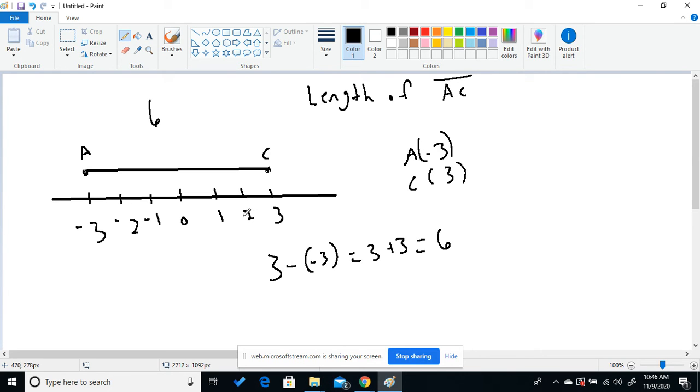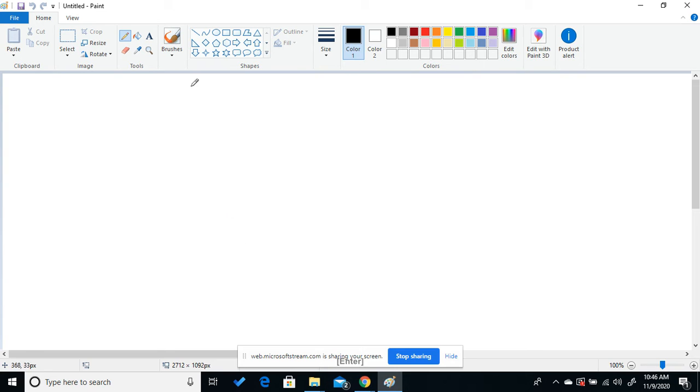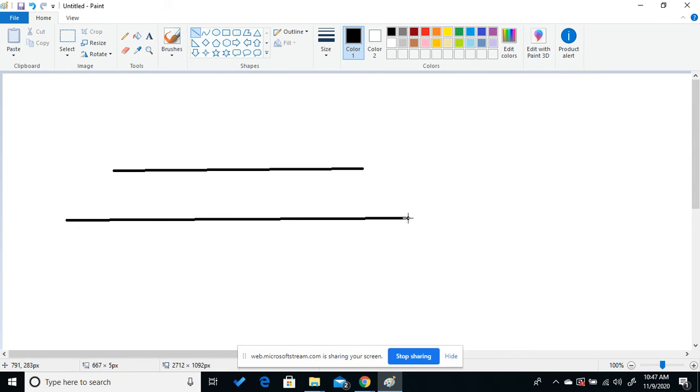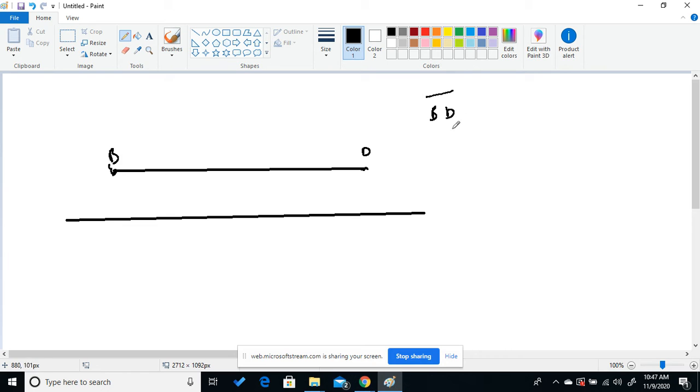So, let's try another one. Let's call this line segment BD. Okay, so we're going to label it line segment BD. And that's how you're going to see it. A little line over it, just like that. Okay. I'm going to start at 6.